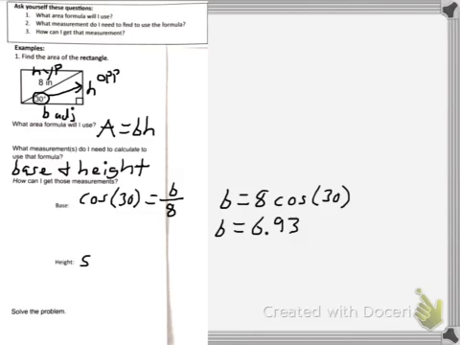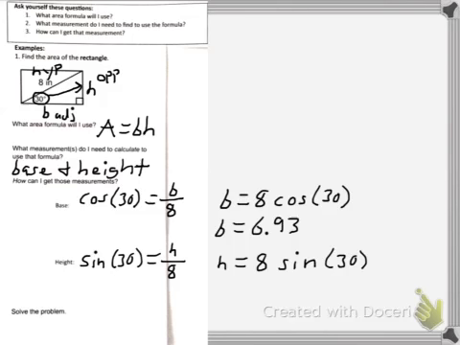So this time I would say the sine of angle 30 equals the height divided by 8. Okay, once again, variable's still in the numerator here, so my height is going to equal 8 times the sine of 30. Plug those in your calculator, you'll get the height equals approximately 4.